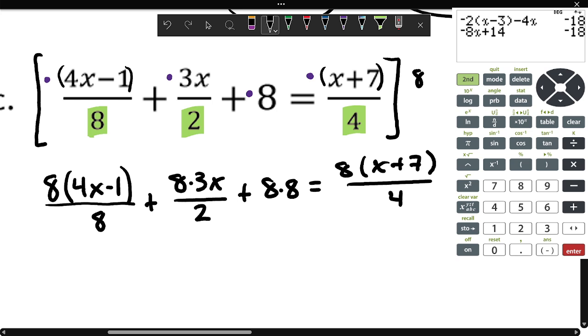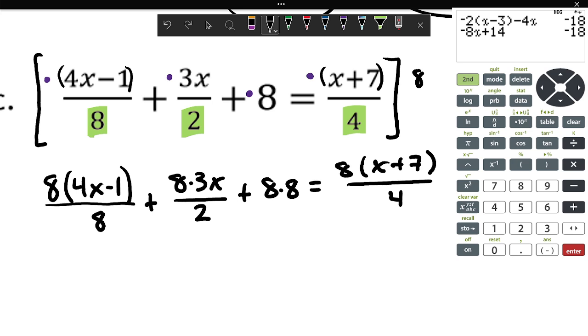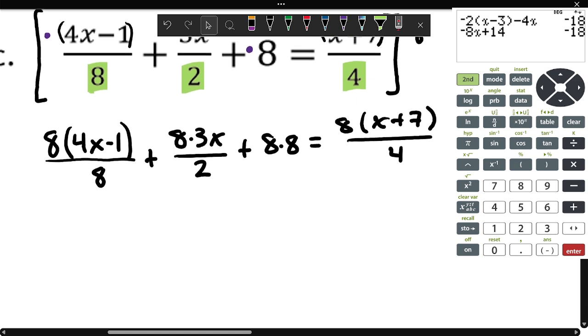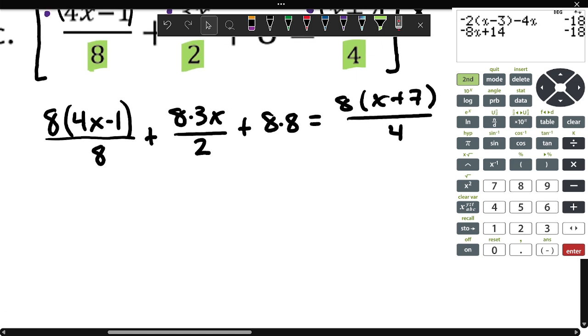Now, the reason why we did that was because it allows us to rewrite this without fractions at all. If we look at the very first term, I've got in this numerator the number 8, and the denominator has an 8. And these are factors, because this is 8 times something. So that's a giant 1, and it makes this first fraction just become 4x minus 1.